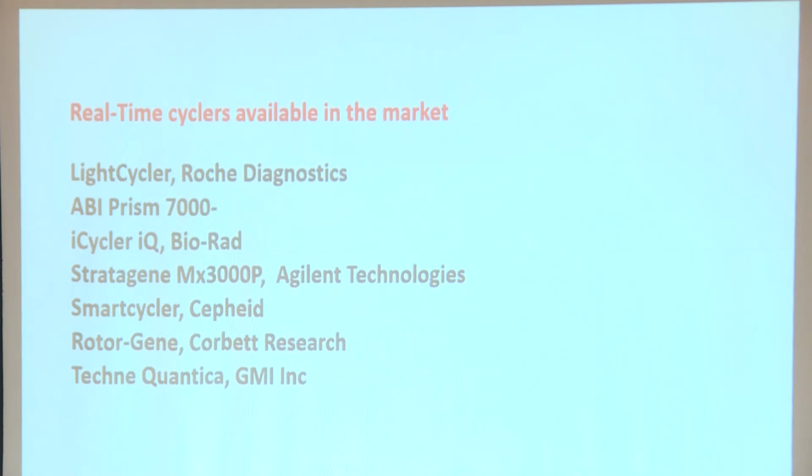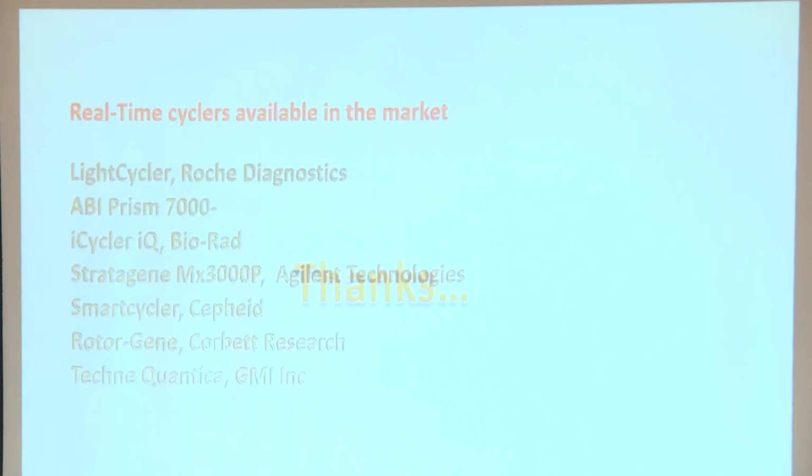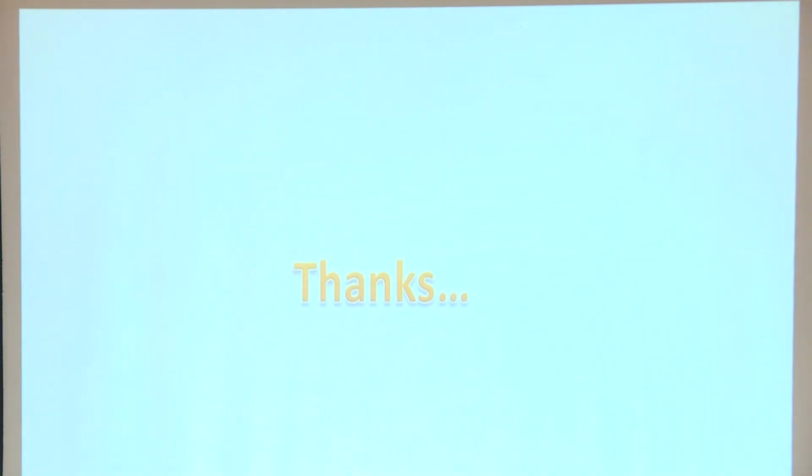I think this is the last but one slide, and a number of companies are available in the market who manufacture and distribute this machine. We have Roche, ABI, Bio-Rad, Stratagene, and so many other machines. And the one machine we are going to see tomorrow is the Roche LightCycler 96. With that, I will conclude.